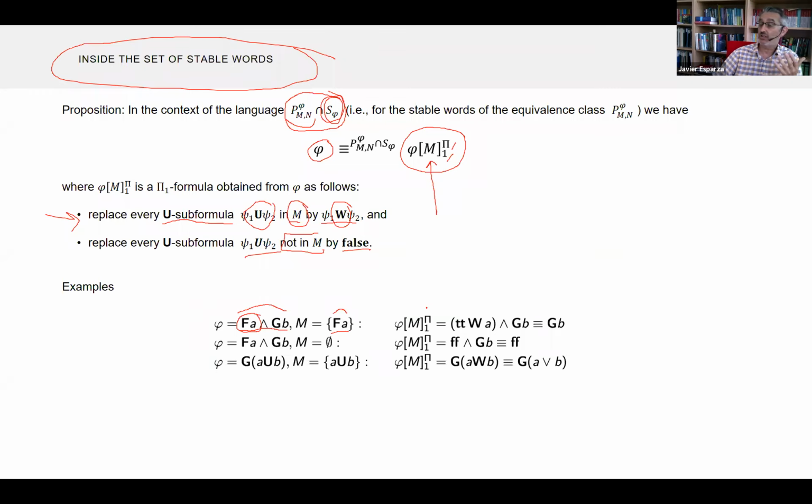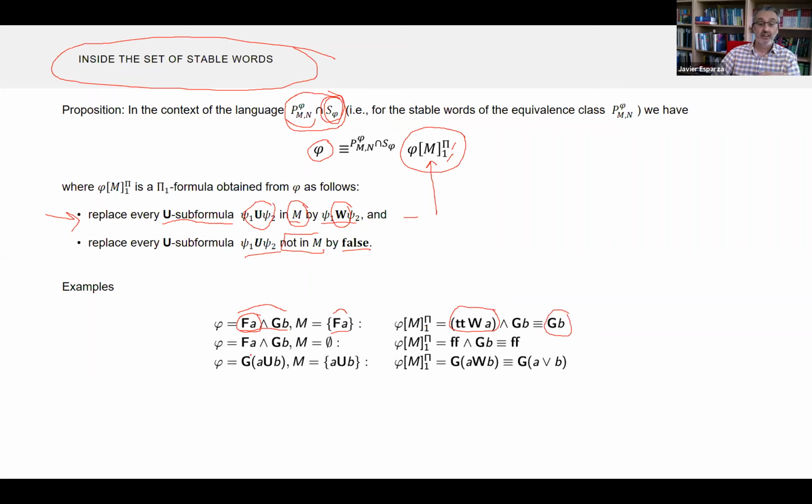Okay, and this is actually what you do. You replace, of course you have to write this as true until A, and then you apply the syntactic replacement here. This is going to give you true weak until A, but this is true. So what it tells you is that what you obtain is the formula GB.